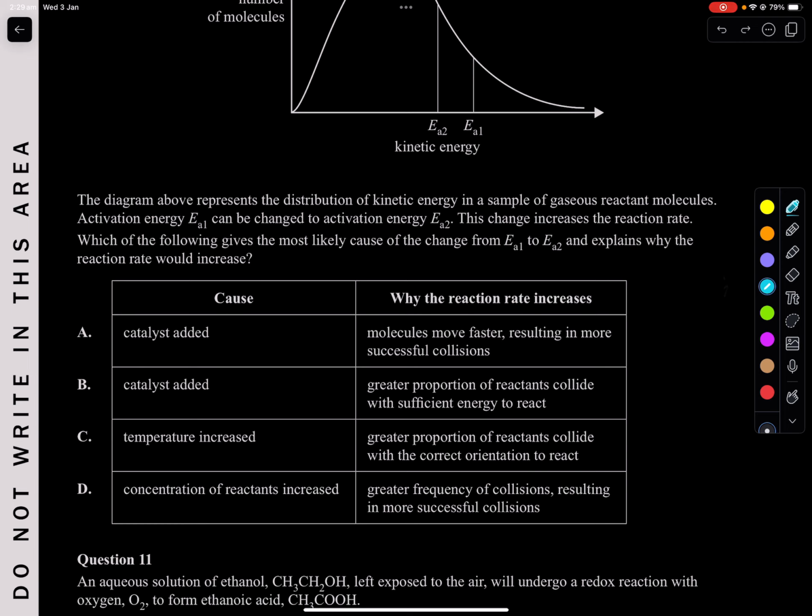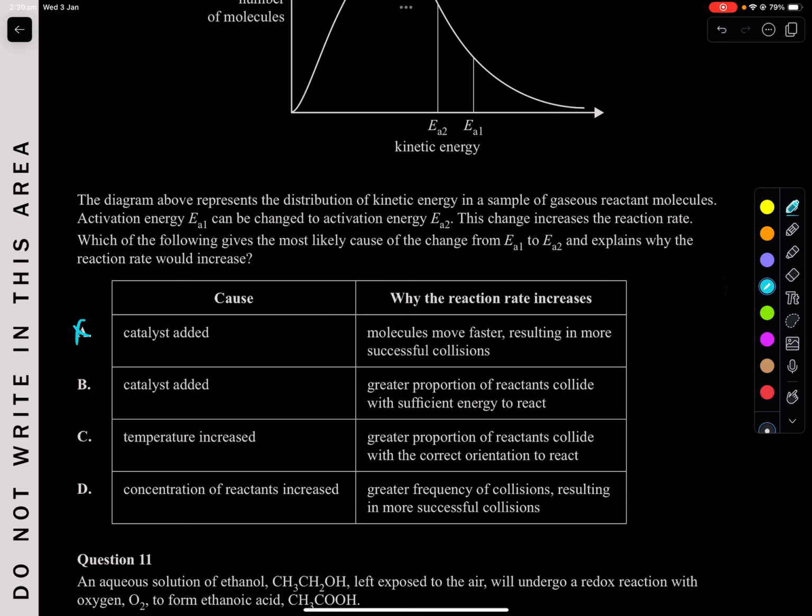Molecules move faster, resulting in more successful collisions. Be careful, no. Every time they say molecules move faster, think of it as temperature. When you increase temperature, you're increasing the kinetic energy, and molecules move faster. A catalyst doesn't do that. That happens when you increase temperature, because molecules have more kinetic energy. So not the best.